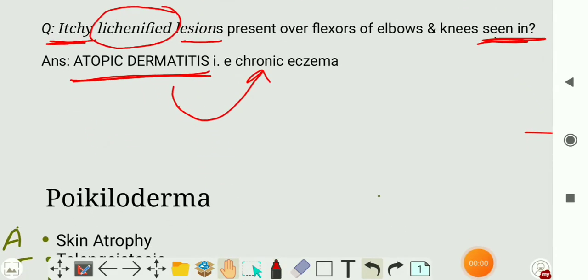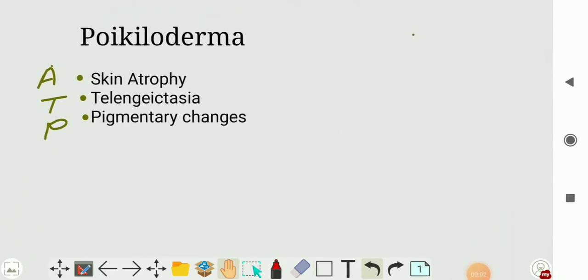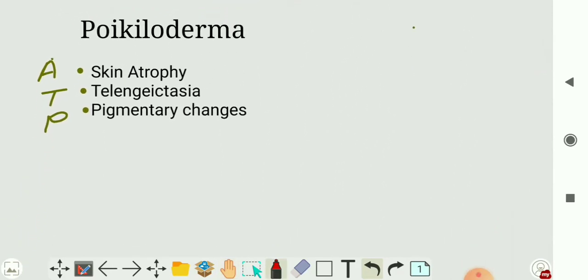Now let's talk about some important facts about Poikiloderma. In Poikiloderma, skin atrophy, telangiectasias, which are dilated superficial blood vessels, and pigmentary changes are seen. You can remember the features of Poikiloderma by a mnemonic ATP. A stands for atrophy, T stands for telangiectasia, and P stands for pigmentary change.